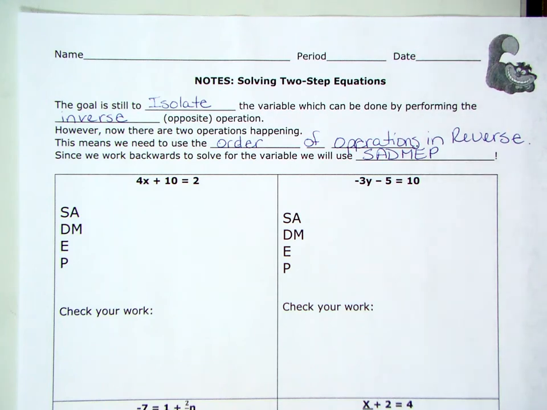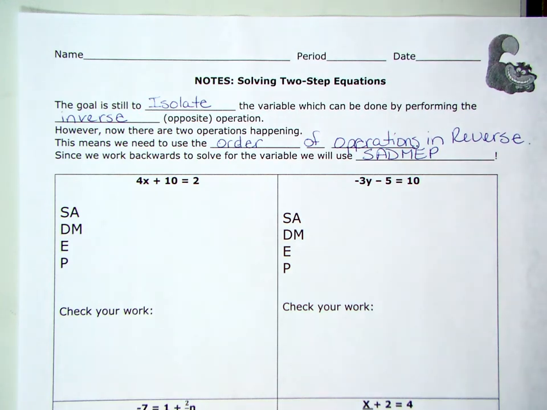Okay, so now that there's two steps happening, you need to use the order of operations in reverse in order to solve, because solving equations is always working backwards. Since we work backwards to solve for the variable, we will use SADMEP, which is the order of operations in reverse. Subtraction and addition from left to right, multiplication and division from left to right. Then when you get into the upper grades, it's going to be exponents and finally parentheses. So let's go ahead and get started.